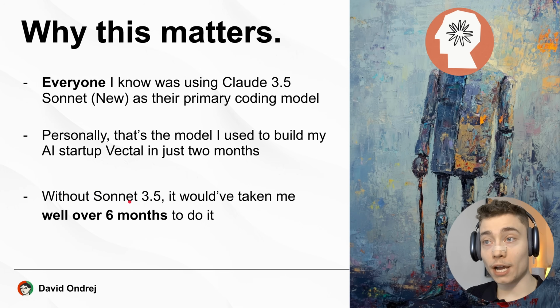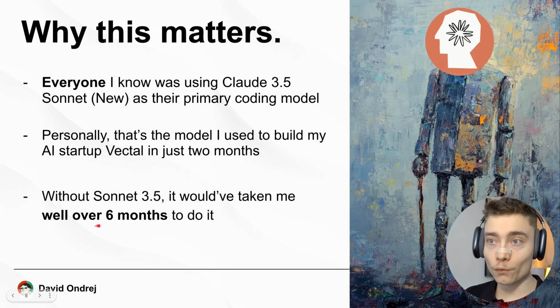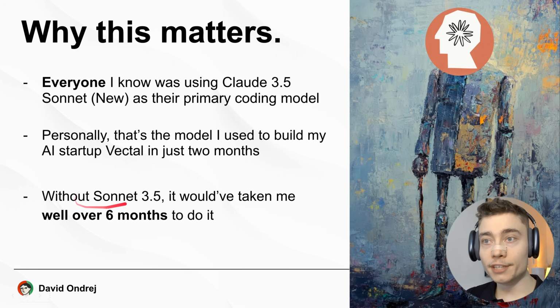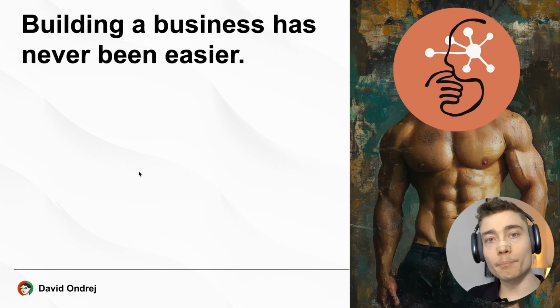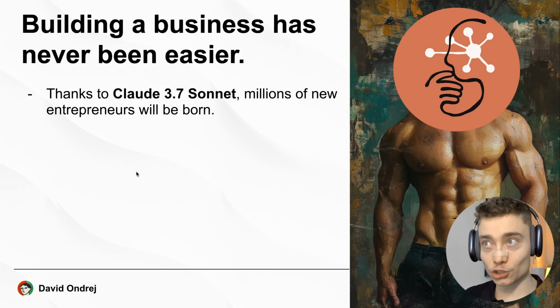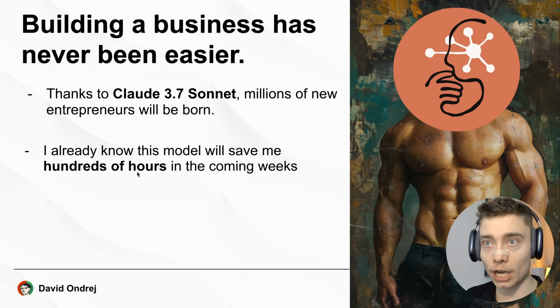Without Sonnet 3.5, it would have taken me well over half a year to do this. Yet I managed to do it in 2 months with no previous startup experience and no previous experience in building full-stack web apps. This model made it possible, which means that building a business has never been easier. Thanks to Claude 3.7 Sonnet, there will be millions of new entrepreneurs created in 2025. And I already know that for me, it will save me hundreds of hours in the coming weeks working on Vectel.